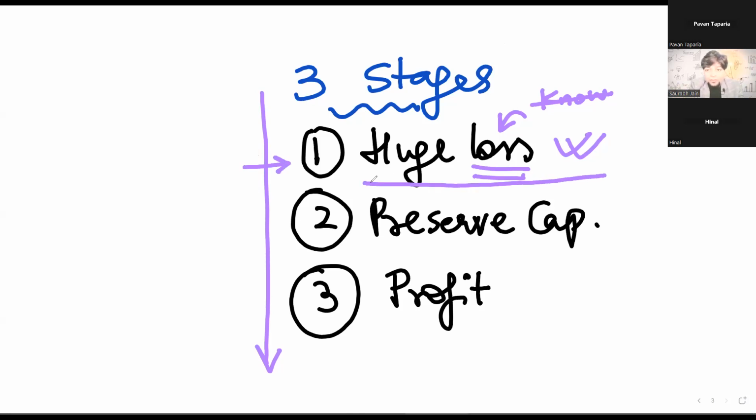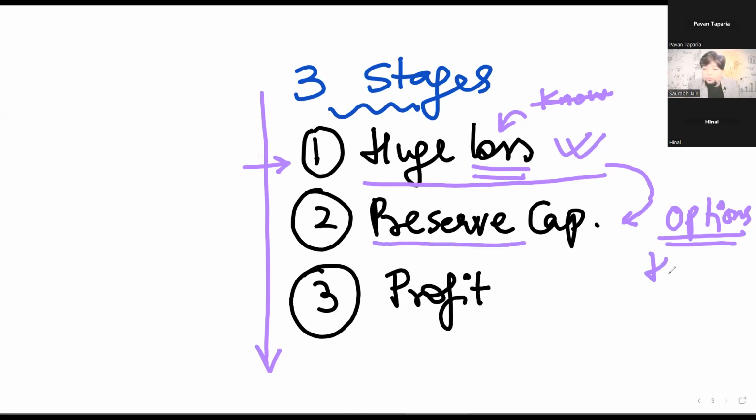Once you have a huge loss, then you will try and understand that you have to first think of how you will preserve your capital. This is where options come in. This is where options help. Options really help you to preserve your capital. They are the best tool for hedging.